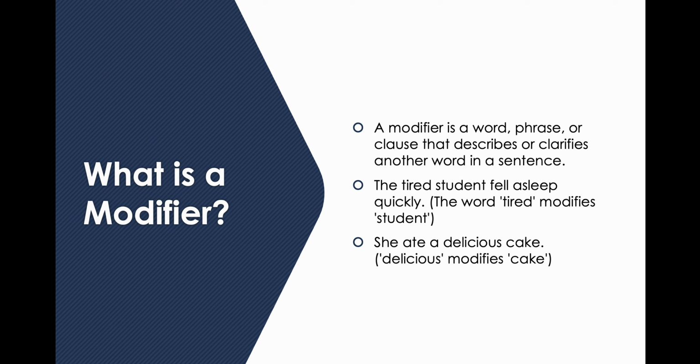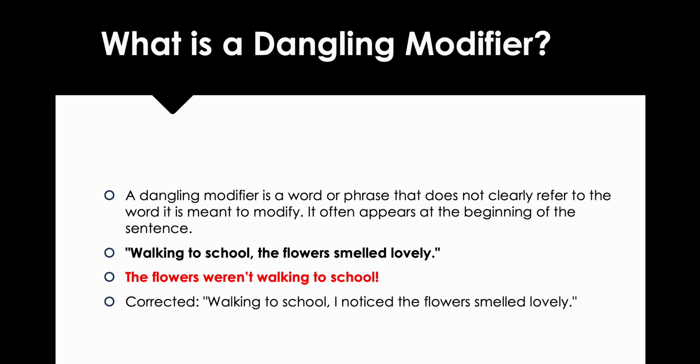She ate a delicious cake. Here, delicious describes the cake. What is a dangling modifier? A dangling modifier is a word or phrase that does not clearly refer to the word it is meant to describe. It often appears at the beginning of the sentence but doesn't have a clear subject.